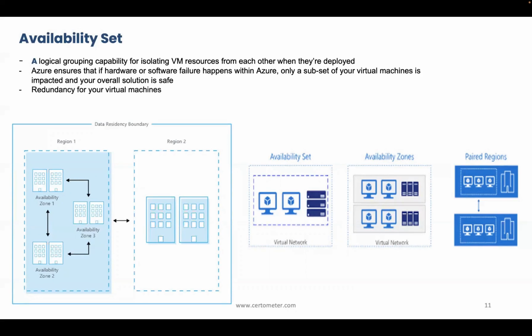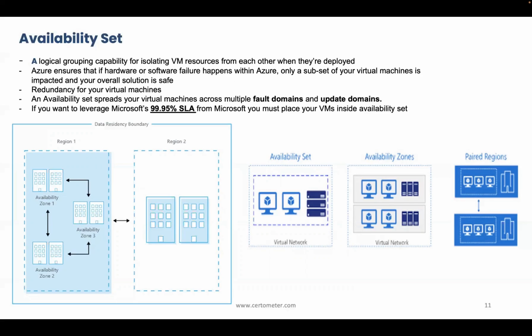Now it provides redundancy for your virtual machines, and availability set spreads your virtual machines across multiple fault domains and update domains. If you want to leverage Microsoft's 99.95% SLA, then you must place your VMs inside the availability set, except if your VMs have premium storage. So availability set provides 99.95% SLA compared to the 99.99% SLA, which is only applicable for availability zone. So this is a very important difference which you have to remember.